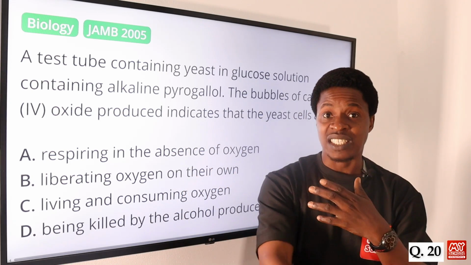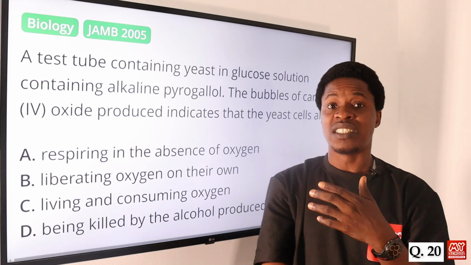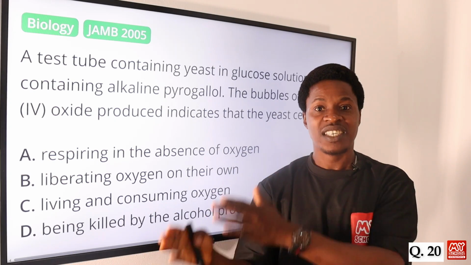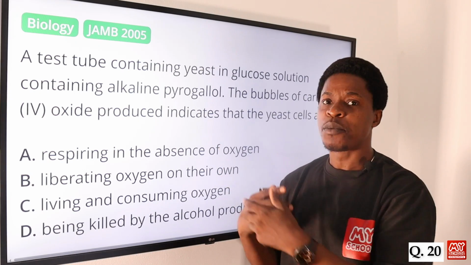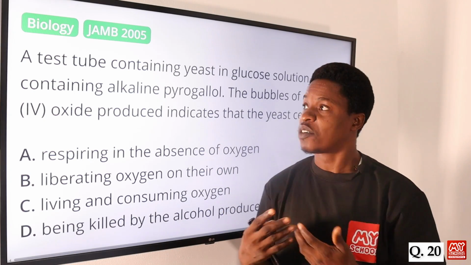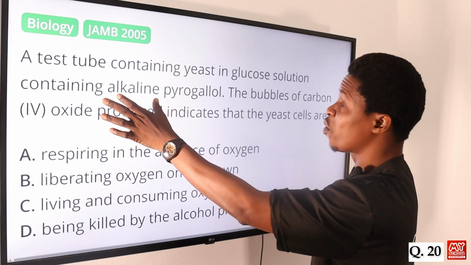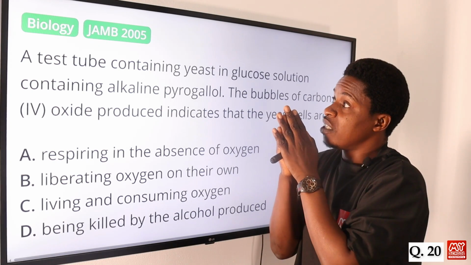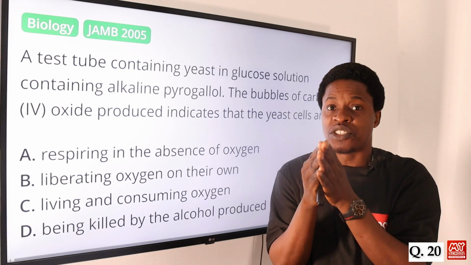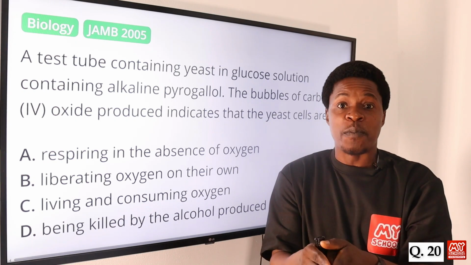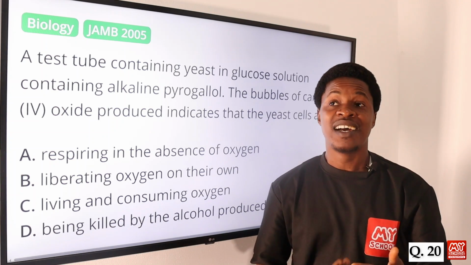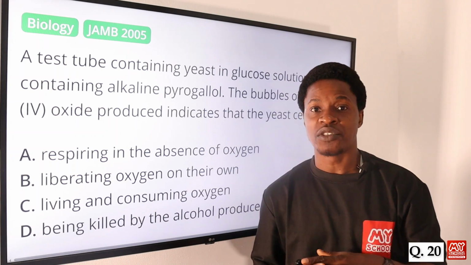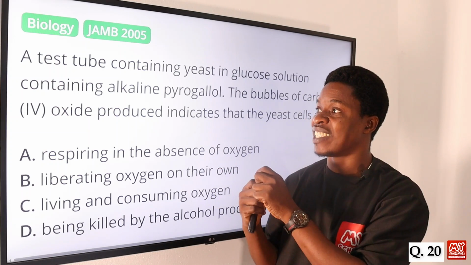Fermentation requires yeast, the microorganism that contains the enzyme that breaks down the sugar into ethanol and carbon dioxide. Yeast can do that because the solution contains glucose with alkaline pyrogallol. In that condition, the yeast carries out fermentation, which is a form of anaerobic respiration, a type of respiration where the organism can carry out metabolic activity in the absence of oxygen.